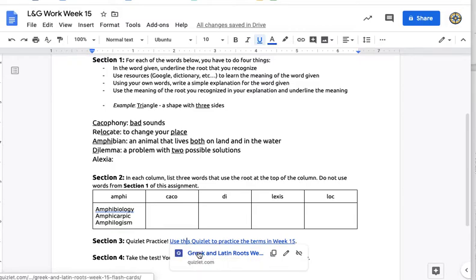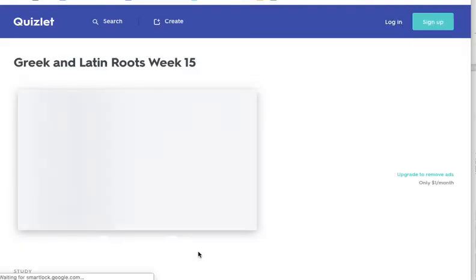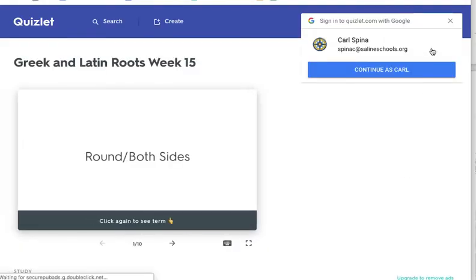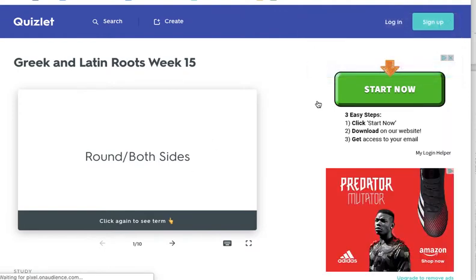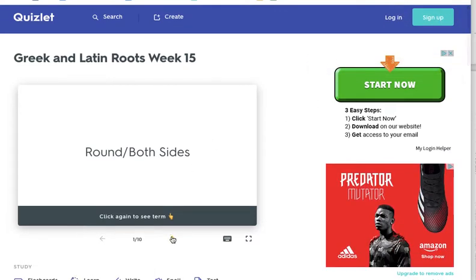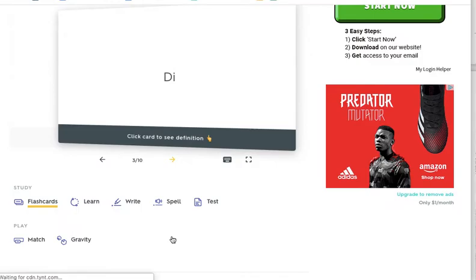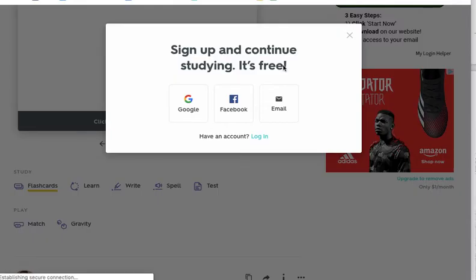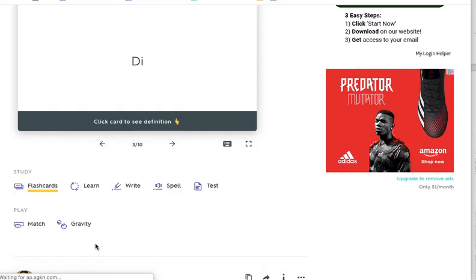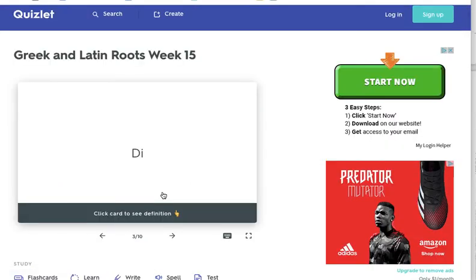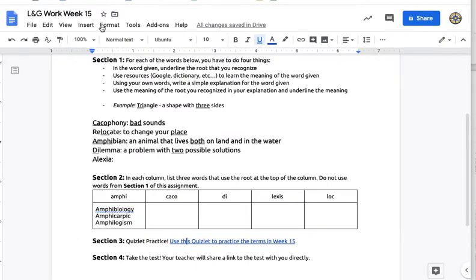So section 3 is just an opportunity for you to practice the roots using Quizlet. Let me close this. Just spend some time here, like 10-15 minutes, review the terms. You can play a game, playing a video game. I just got to sign into my account. You can play match. There's all kinds of fun things you can do with these flashcards. So spend about 15 minutes practicing them in there.